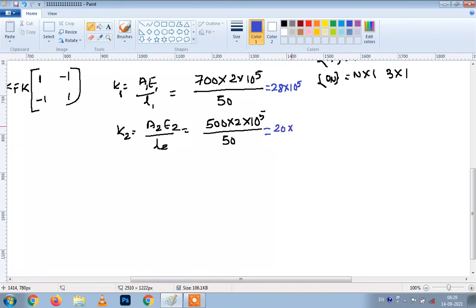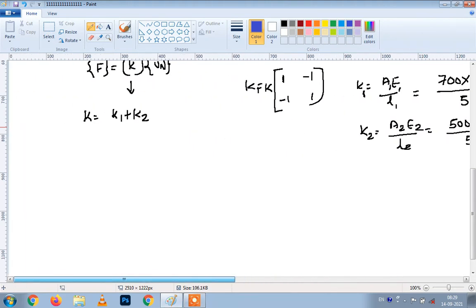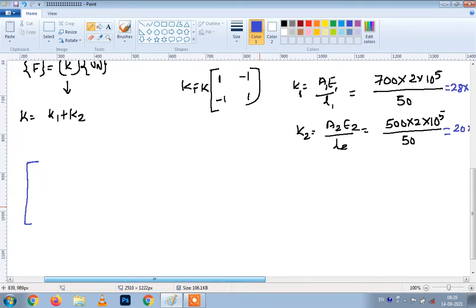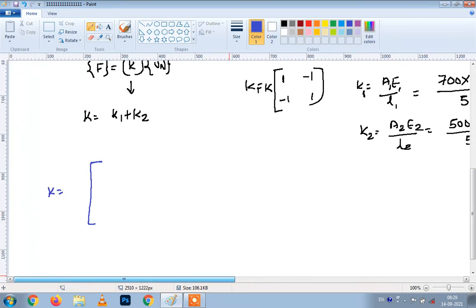I will request everybody to please pause this video and check these calculations. So now I will combine this. K is equal to K1 plus K2. While calculating K1, I have the stiffness value as 28 into 10 raised to 5, so I will keep 10 raised to 5 outside the bracket. So 28 into 1, 28. Here will be minus 28, minus 28, 28.